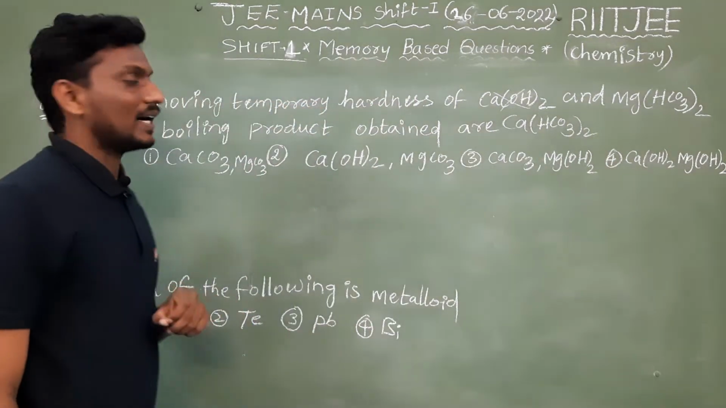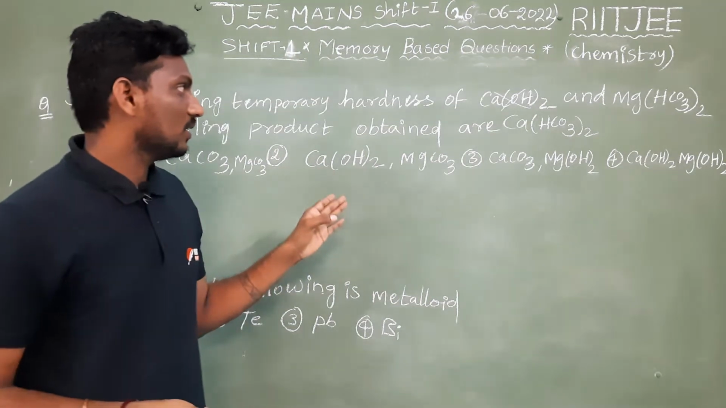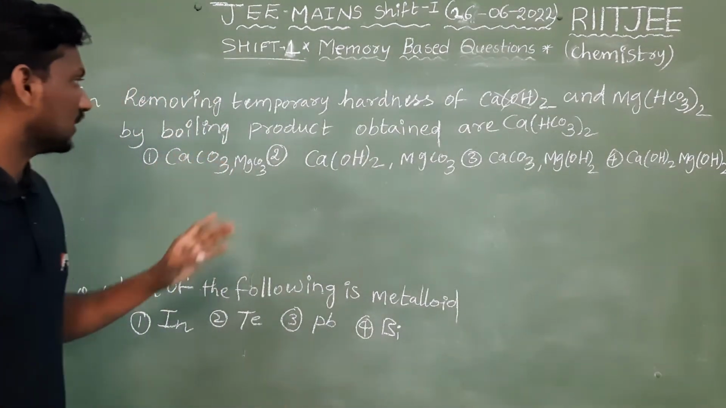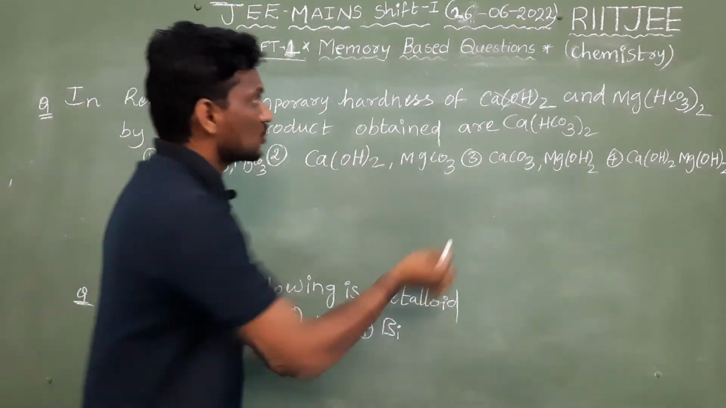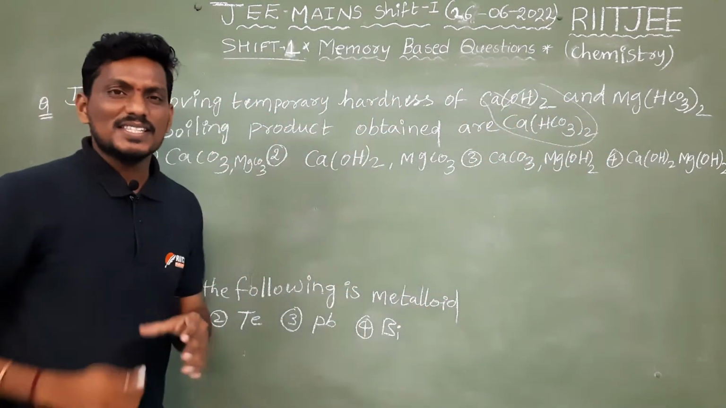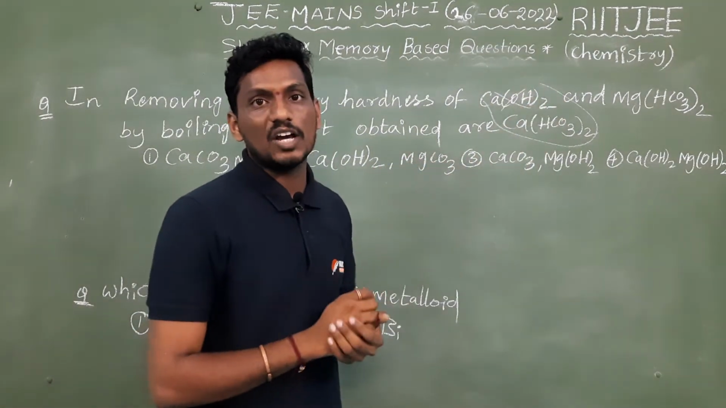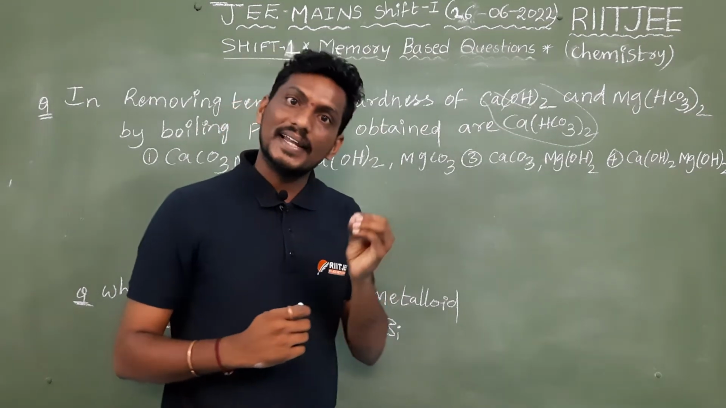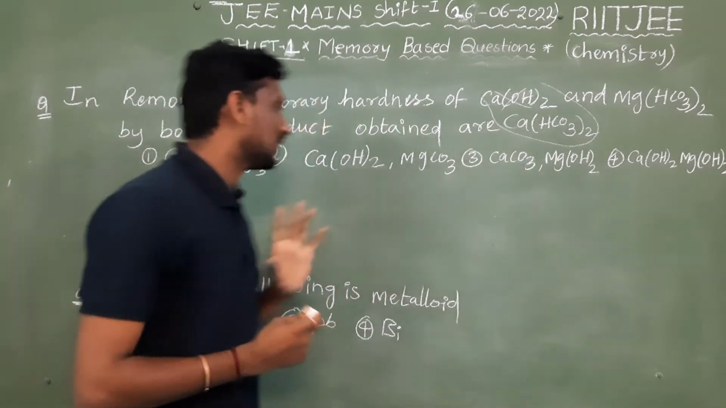and magnesium bicarbonate. By boiling, the products obtained are, so the options here mention calcium carbonate and magnesium carbonate, and calcium hydroxide, magnesium, these are the options. So now in this place it should be bicarbonate. So what is the question asking? Simply, if you heat calcium bicarbonate and magnesium bicarbonate, what are the products? Actually this method is used to remove the temporary hardness of water. What products will you get? That is what it is asking.